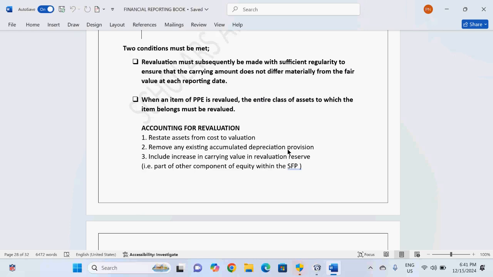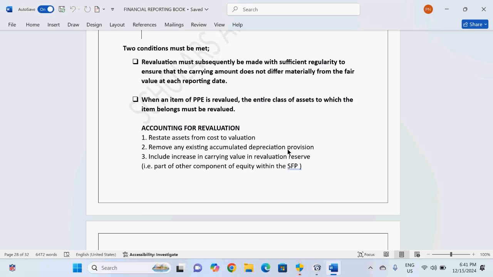And then when an item of PPE is revalued, the entire class of assets to which the item belongs must be revalued. So if the entire class of the asset is revalued, you don't say that this one is using the revaluation model and this one will use the cost model. Everything must follow the revaluation model.